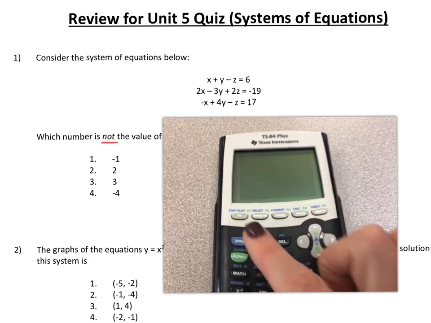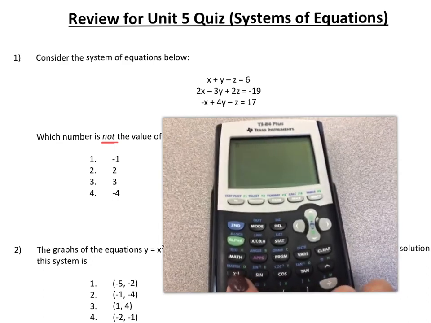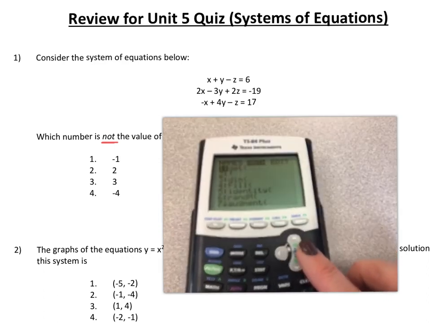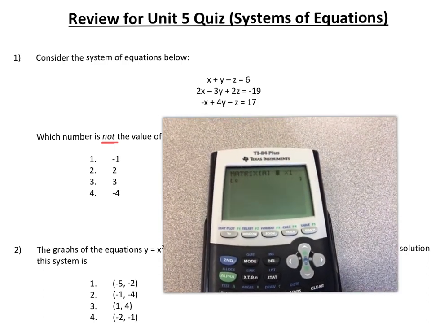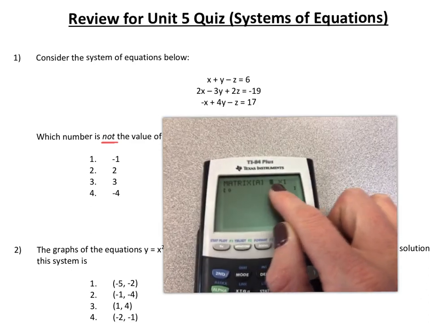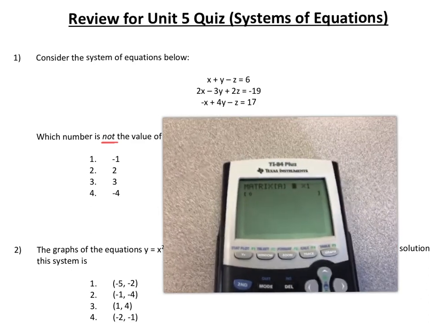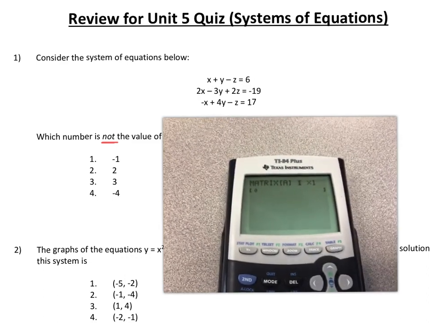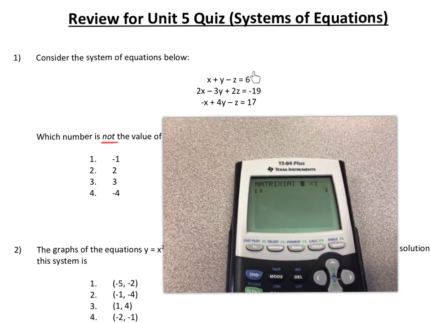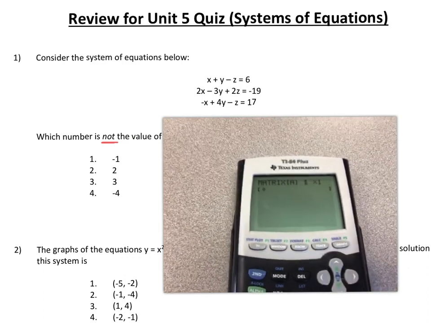So in your calculator, you're going to go to second, matrix right there. We're going to hit that, go over to edit and hit enter. Now, your calculator may already say 3 by 4. Mine says 1 by 1. But if you notice here, we have 3 rows, 1, 2, 3, and we have 4 columns: a column for the x's, a column for the y's, a column for the z's, and a column for the numbers on the right-hand side of our equation.